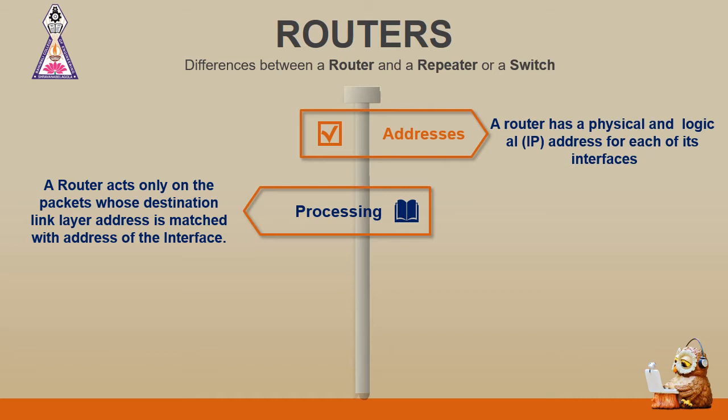Similarly, the router performs one step further in terms of the operation. Only if the MAC address of the packet that is received matches the interface address of the router, only then will the network layer perform the further processing. That means the processing is from the physical layer to the network layer.